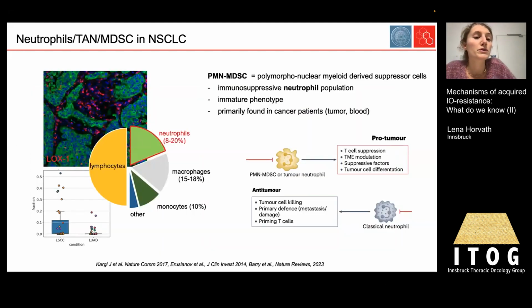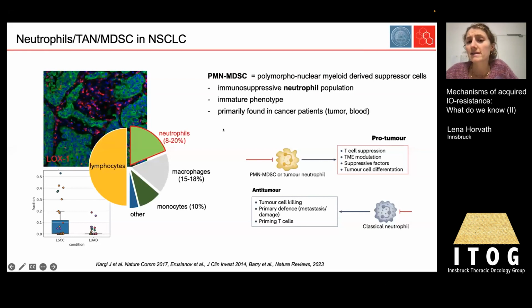So why do I talk about neutrophils? First, it's important that in the literature, different names are being used for the cell type. So I will talk about neutrophils, but they are also referred to as tumor-associated neutrophils or TAN, or as MDSCs, myeloid-derived suppressor cells. So in the non-small cell lung cancer tumor microenvironment, neutrophils are a very important cell population. They compose about 8 to 20% of all leukocytes, sorry. And it's particularly important to know that neutrophil infiltration is a problem of squamous cell carcinoma patients, and this is also something I will talk about later.